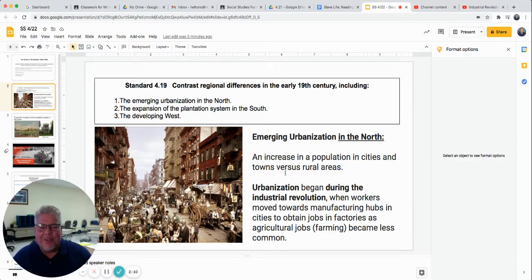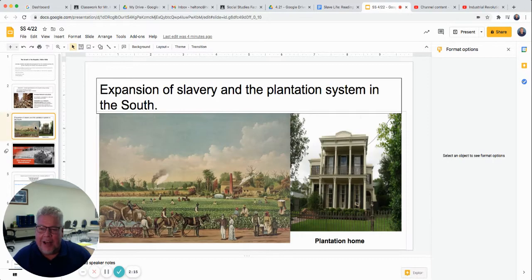So in the North, there's a big move towards factories. In the South, it's still a lot of farming. Remember, we kind of ended all of our standards after the Civil War. This is pre-Civil War time. This is before the Civil War, when the United States was still pretty new.